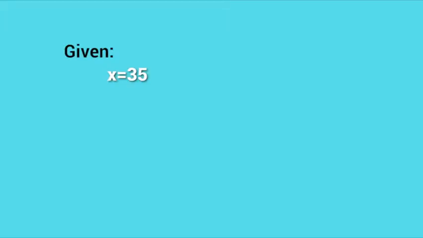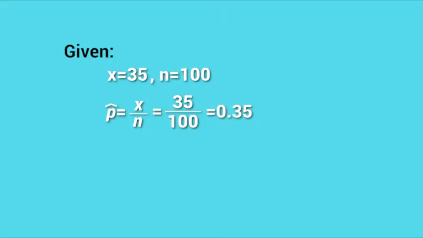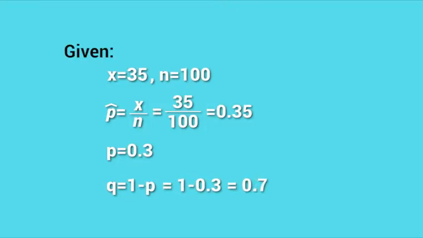So we have the given x equal to 35 and n equal to 100. Before we get the p hat, we have to use the formula x over n. So 35 divided by 100 is equal to 0.35. For the p, we have 0.3. Where did we get the 0.3? We get the 0.3 from the 30% in the problem. And for the q, we use the formula 1 minus p. So 1 minus 0.3 is equal to 0.7.